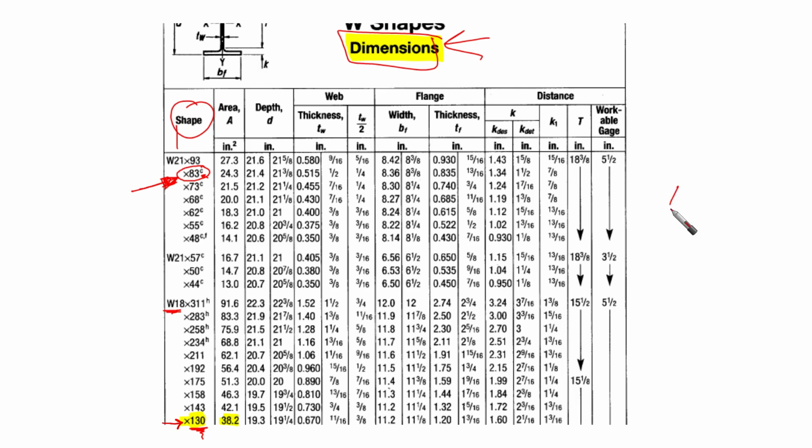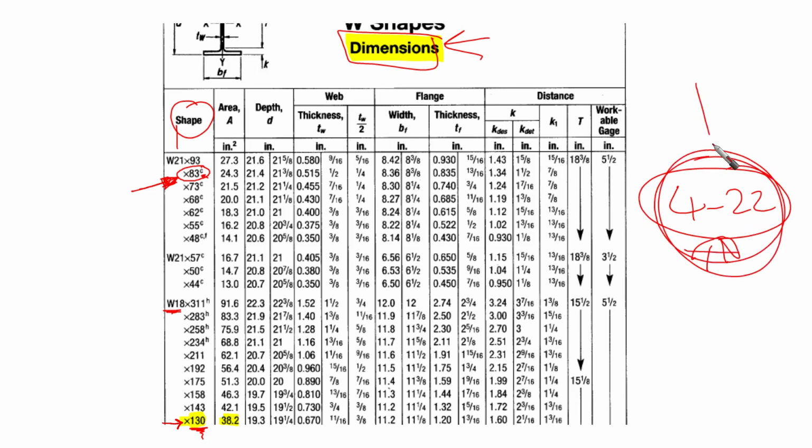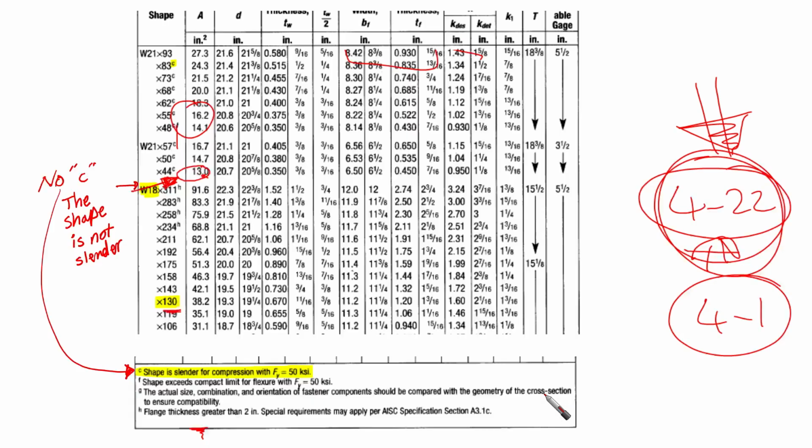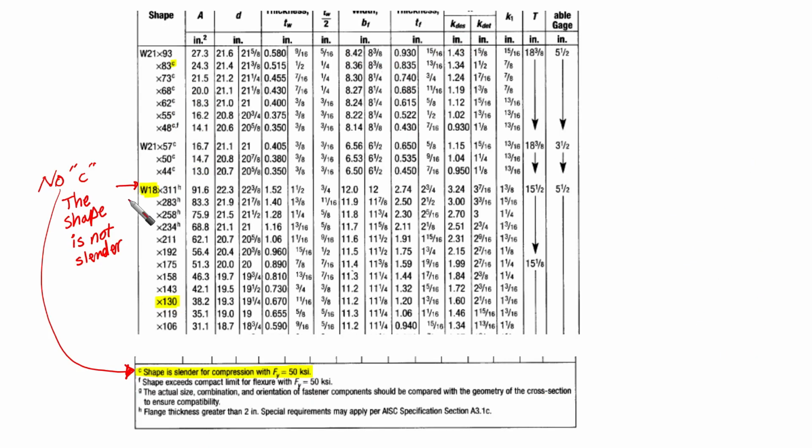In general, this cross section is going to have some stability issues. So if you are going to use a table like 4-22, for example, this means that you need to take care and consider the local stability issues. But for table 4-1, it is okay. For table 4-1, no problem. The strength is going to be reduced already. And here we're going to find that for W18 by 130, there is nothing related to it. There is no superscript here.